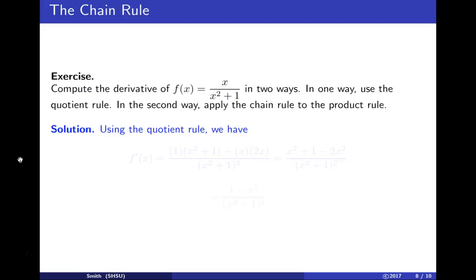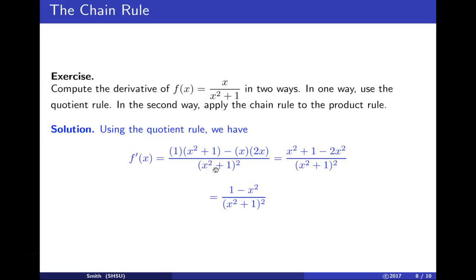If I use the quotient rule to take this derivative, x over x squared plus 1, then my numerator will be the derivative of x times x squared plus 1 minus, write down the numerator and take the derivative of the denominator, all over the denominator squared. There's my quotient rule. I can simplify the numerator a little and write it this way. So the quotient rule tells me that the derivative of x over x squared plus 1 is this expression.